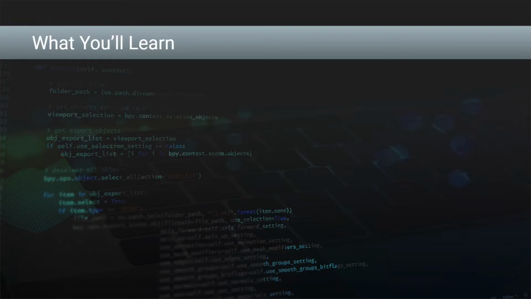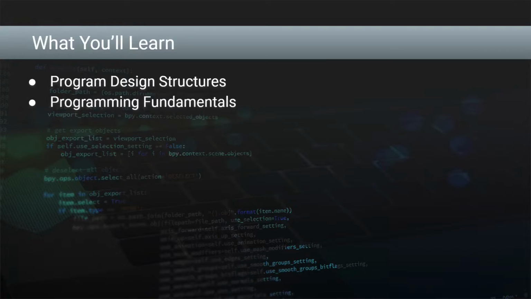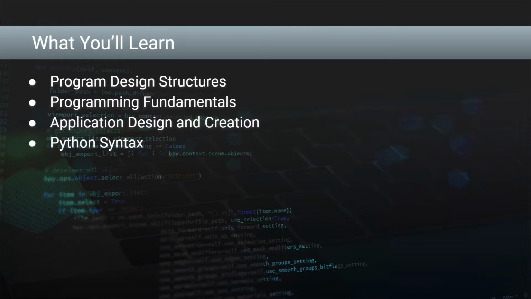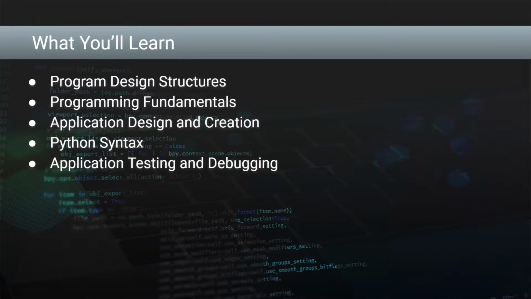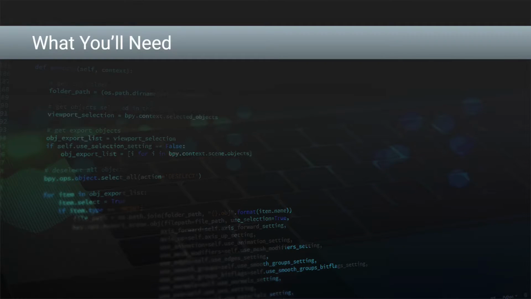I'll be going over program design structures, what fundamentals you'll need to understand designing applications, how to go about designing and creating your own applications. And then later on in the course, we'll go from learning fundamentals to putting concepts into practice. For this, we'll be going over how to use the Python programming language, as well as how to create and test applications made with Python. By the end of the course, you should be able to take what you've learned and jump straight into creating your own projects.